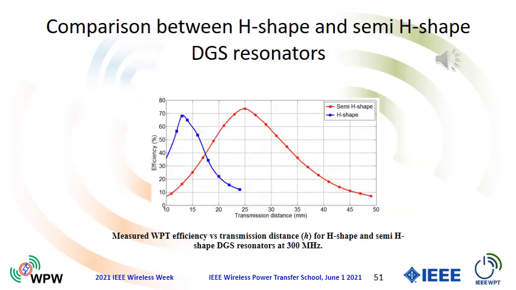The H-shape defected ground structure wireless power transfer system achieves a maximum measured efficiency of 68% at a transmission distance of H equals 13 mm. The semi-H-shape defected ground structure achieves a wireless power transfer efficiency of 73% at a transmission distance of H equals 25 mm.